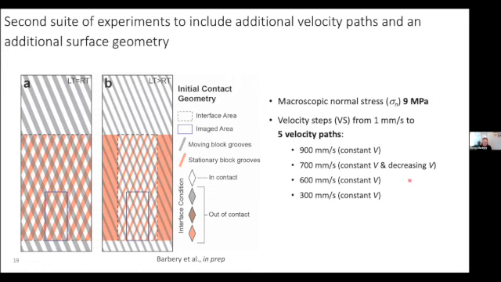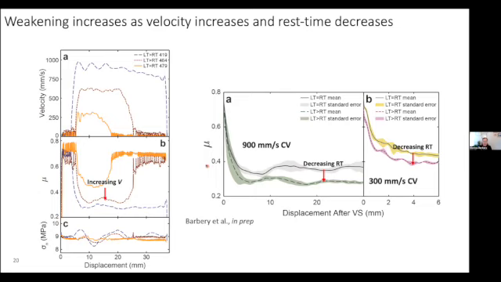So in this plot on the left, we have velocity, friction, and normal stress plotted as a function of displacement. We see that with increasing velocity, our magnitude of weakening increases, which is what we expected to see from previous experimental work. It's sliding faster, it's getting hotter, it's going to weaken more. That's great.